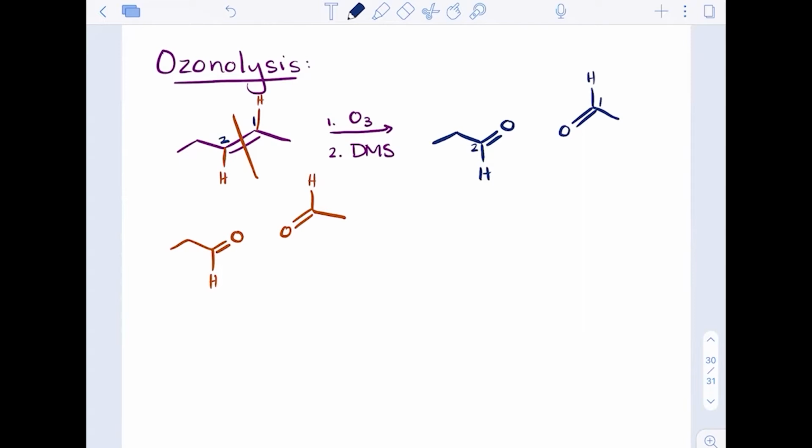Again, there's no stereoselectivity, no regioselectivity. Carbon 1 and 2 of the carbon-carbon double bond are still sp2 hybridized. Two-step reaction: we use ozone first, and then DMS, dimethyl sulfide, is a reagent to use in step number 2 to clean up that excess ozone.